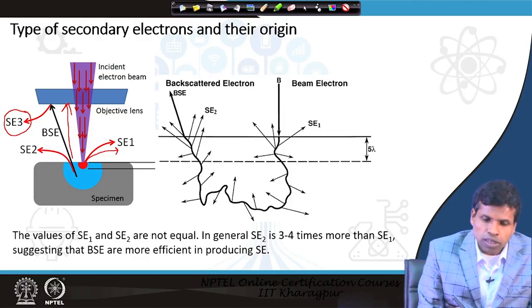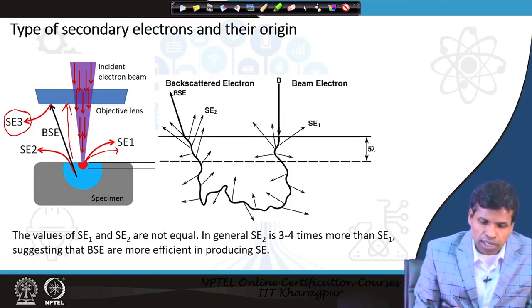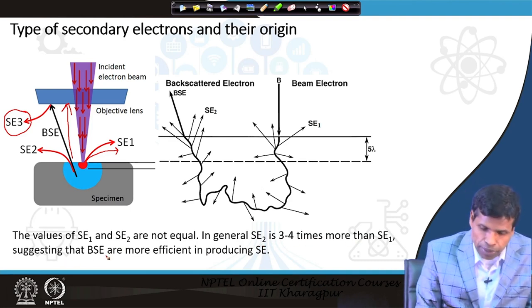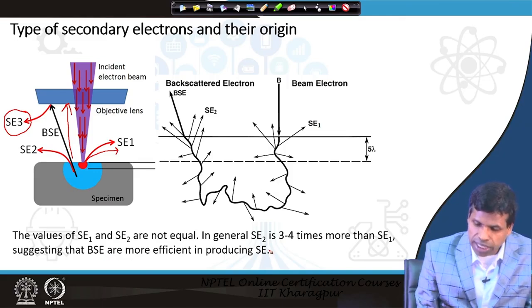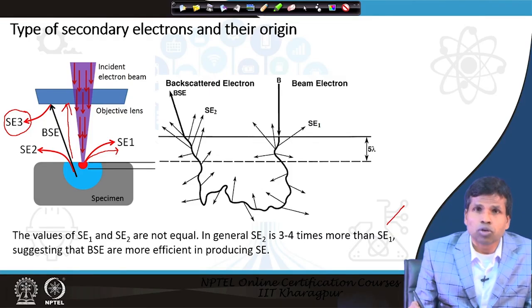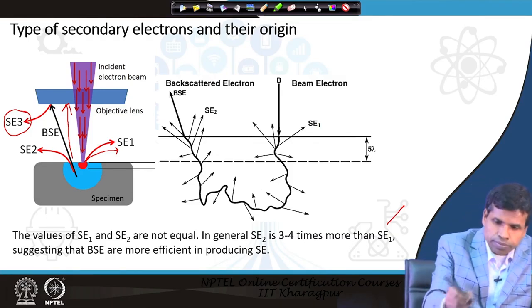Now you know these three types of secondary electrons and where they originate. The values of SE1 and SE2 are not equal. In general, SE2 is 3 to 4 times more than SE1, suggesting that backscattered electrons are more efficient in producing secondary electrons. Moreover, SE1 is more for low atomic number materials.